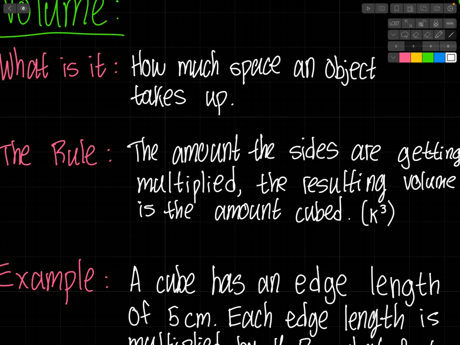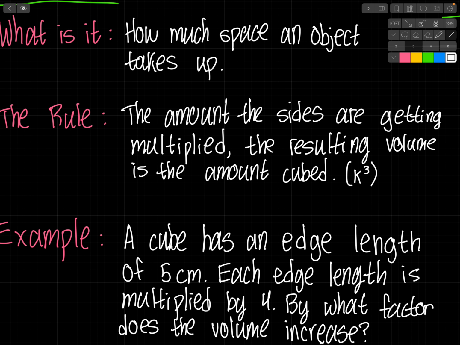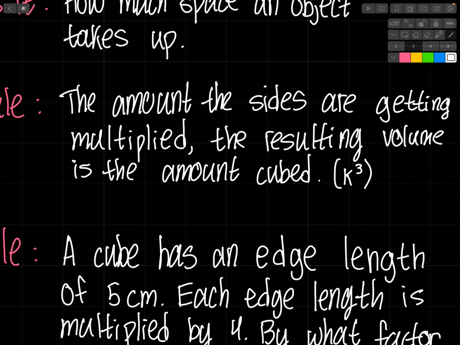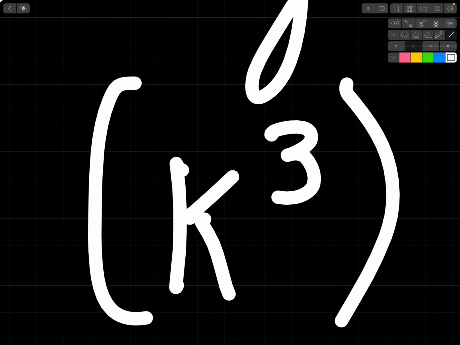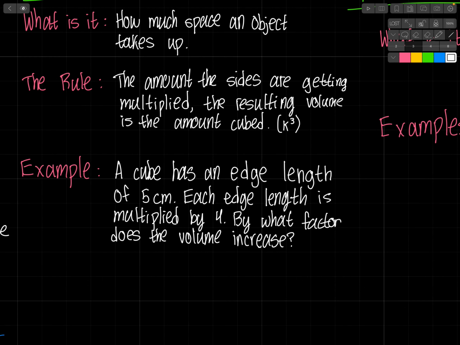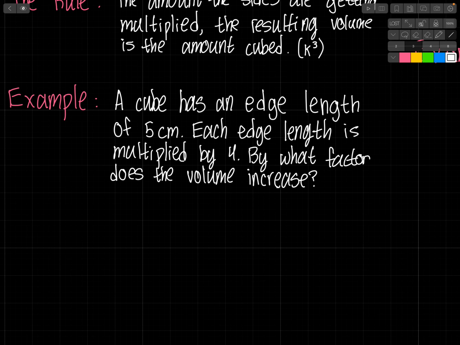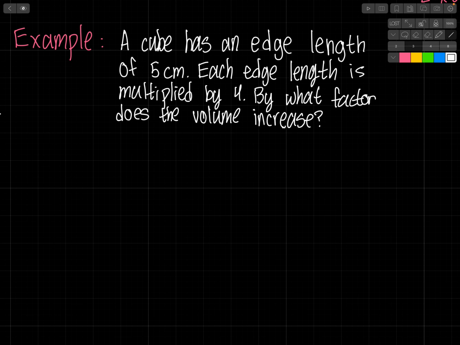So the rule for changing dimensions is the amount the sides are getting multiplied by, the resulting volume is that amount cubed. So essentially, it's the amount it's getting multiplied by cubed. That is the factor. So an example: a cube has an edge length of 5 centimeters. Each edge length is multiplied by 4. By what factor does the volume increase?